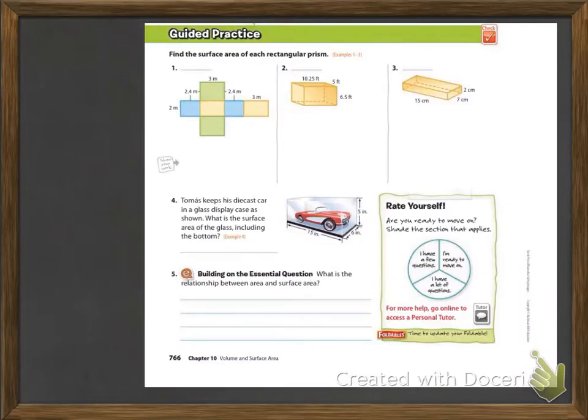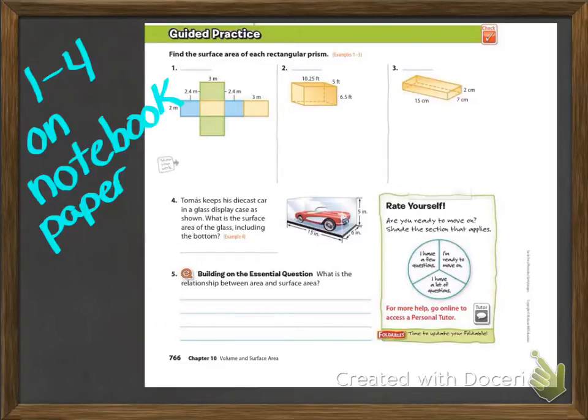Now, you guys, I'm going to have you complete the guided practice. I want you to do questions 1 through 4. Now, that sheet of notebook paper that I had you pull out earlier, I want you to use that piece of paper and work on examples 1, 2, 3, and 4. Now, each of these examples, I am requiring you to write, yes, that long formula: surface area equals 2 times the length times the height, plus 2 times the length times the width, plus 2 times the height times the width.